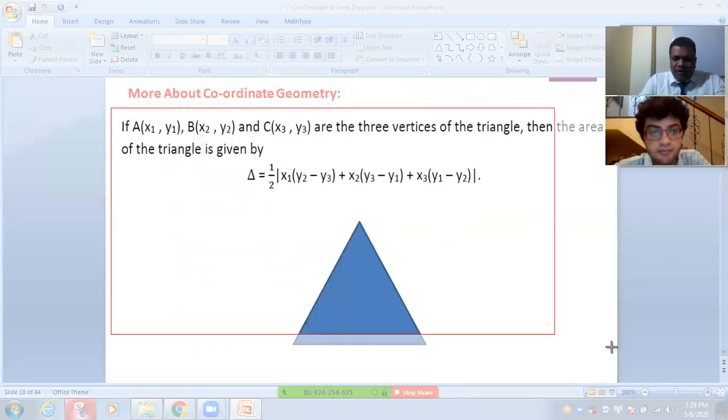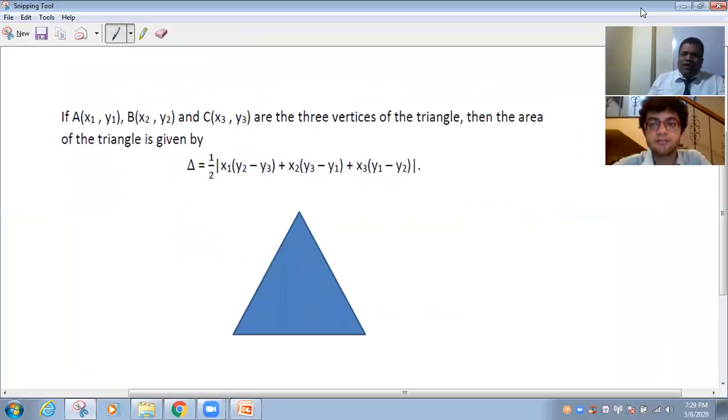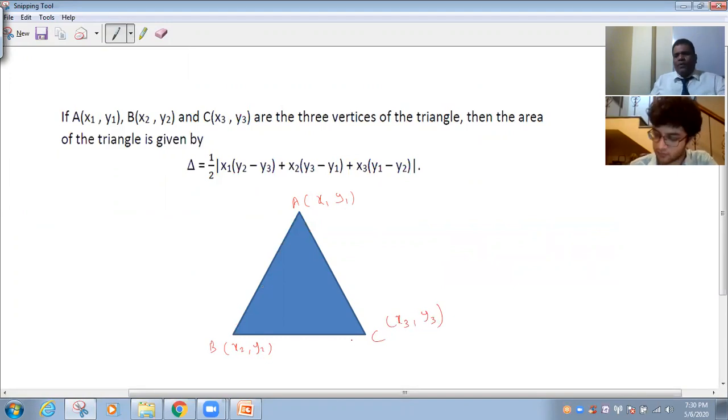When all 3 vertices of a triangle are known, how to find the area of the triangle? I found this is rarely used. So this formula I feel is not important, but let us know. Let's say this coordinate is x1, y1. This vertex coordinate is x2, y2. And this vertex coordinate is x3, y3. So how to find the area of the triangle? You can copy this formula.